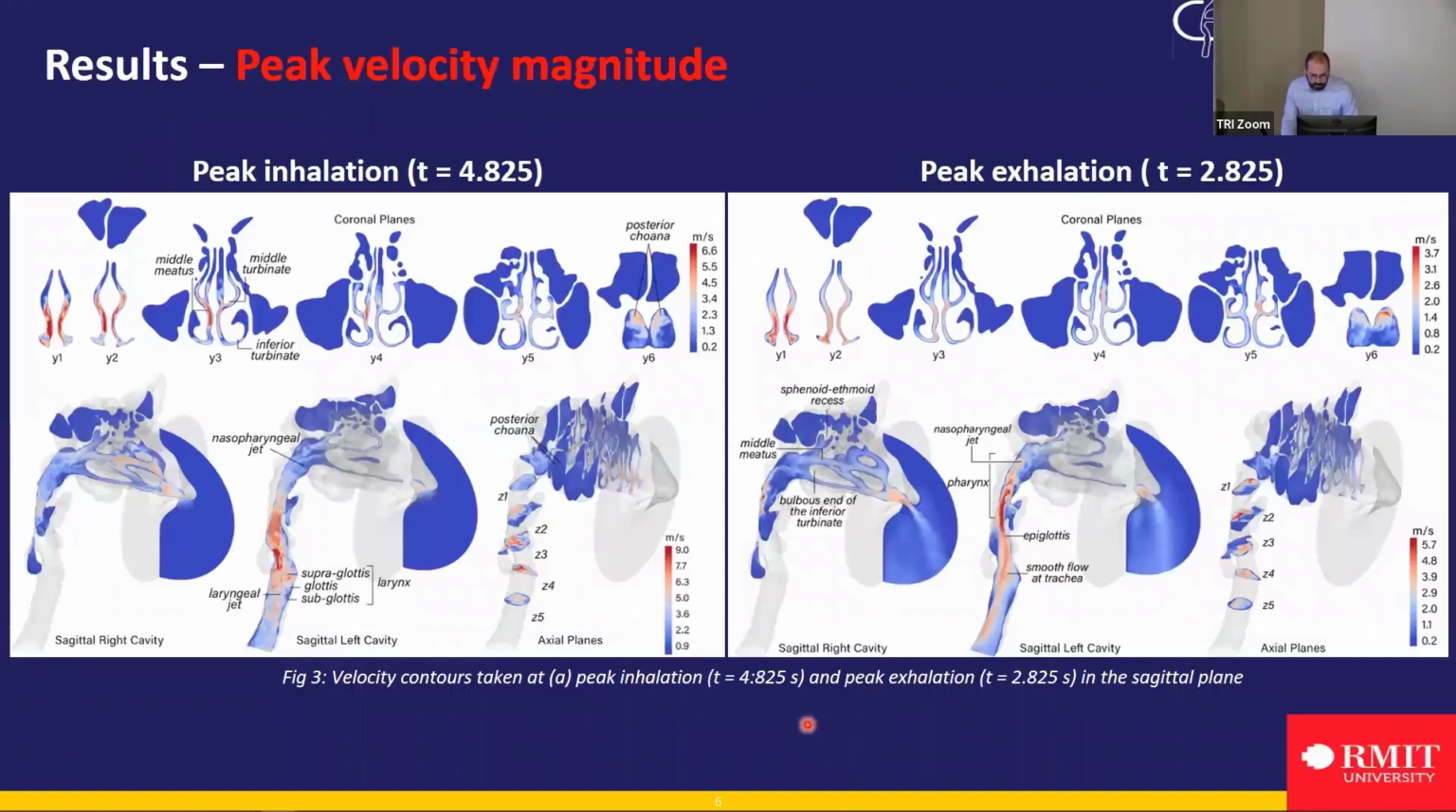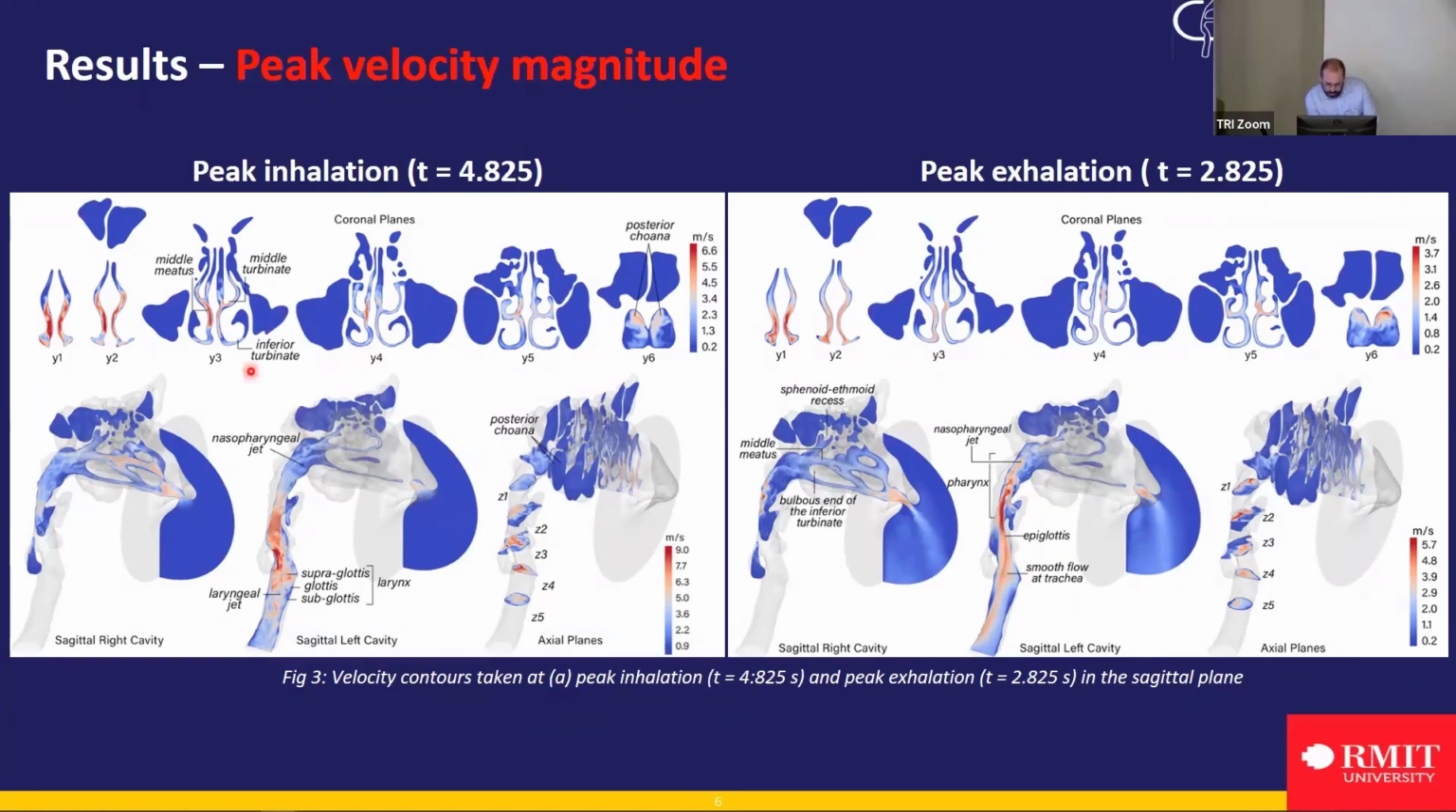So exploring the peak velocity magnitude contours revealed some interesting insight into respiratory physiology, as the SBS model gave us a high definition view of what was occurring within the anatomy. During inhalation, the bulk fluid fills up the middle meatus, as we can see in this section here. But negligible air enters the paranasal sinuses through the ostia.